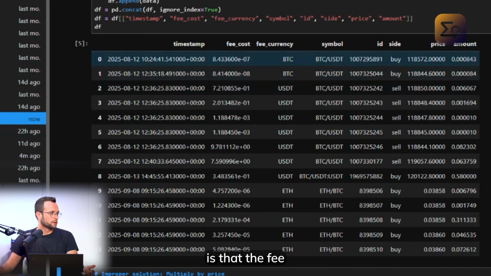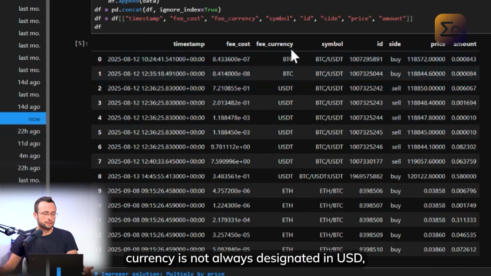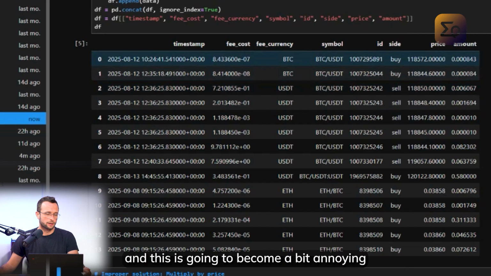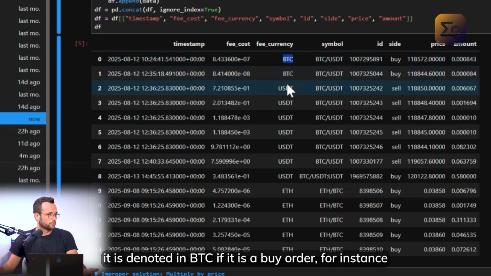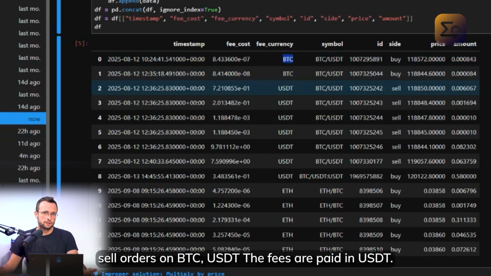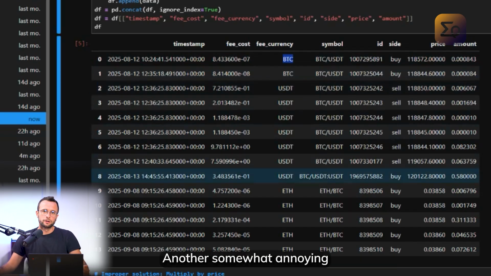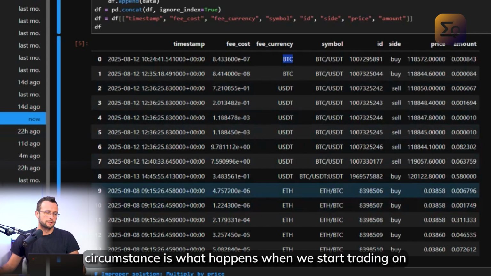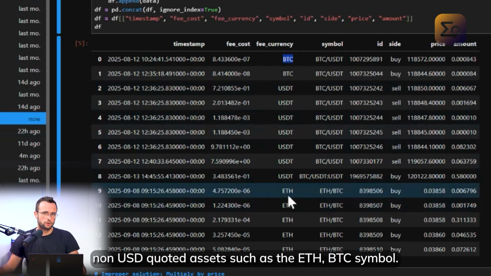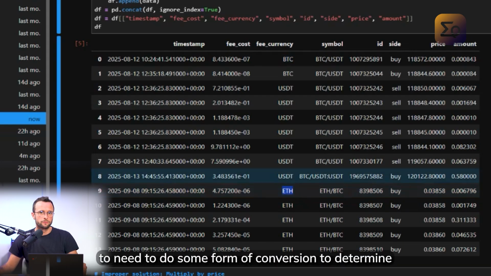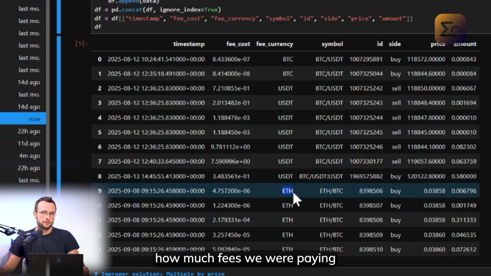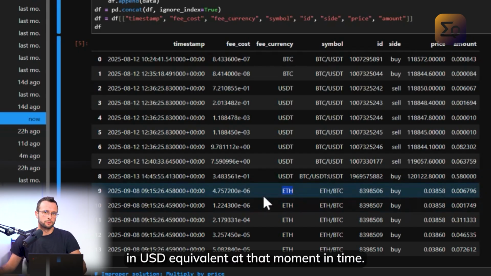What we notice is that the fee currency is not always designated in USD, and this is going to become a bit annoying, as we're going to see. At times, it is denoted in BTC if it is a buy order, for instance. Sell orders on BTC USDT, the fees are paid in USDT. Another somewhat annoying circumstance is what happens when we start trading on non-USD quoted assets, such as the ETH BTC symbol. And what we notice here is that we are either paying fees in ETH or in BTC. And that means that we're going to need to do some form of conversion to determine how much fees we were paying in USD equivalent at that moment in time.